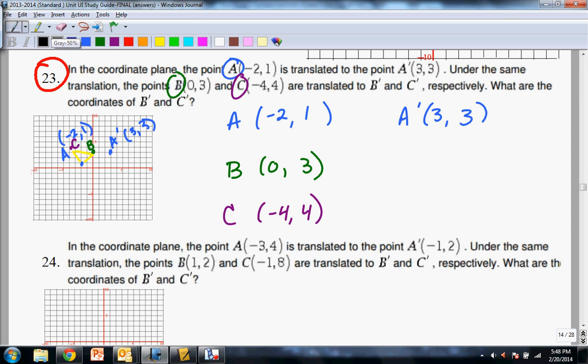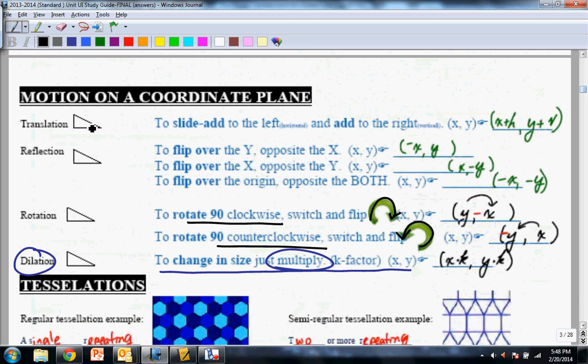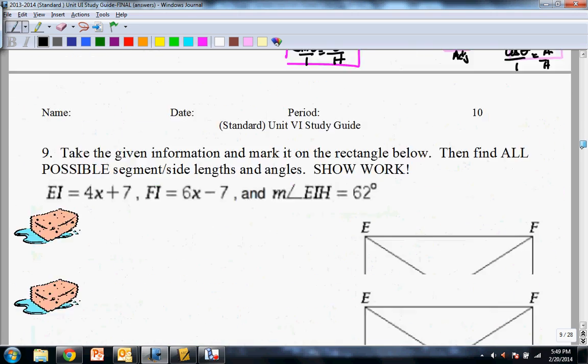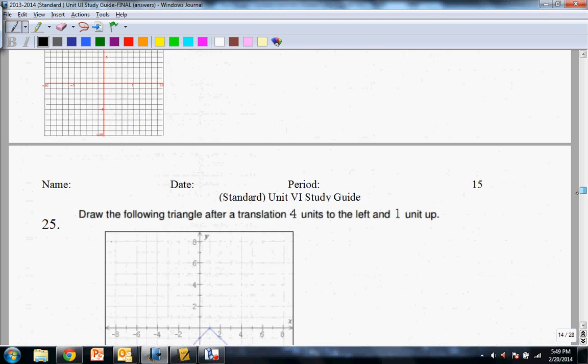So we want to see, translate means to slide. We add to the left, add to the right. To slide. Add to the left, add to the right. Translation is to slide. Add to the left, add to the right. So we want to ask ourselves, what was the translation that we added to the left and added to the right?